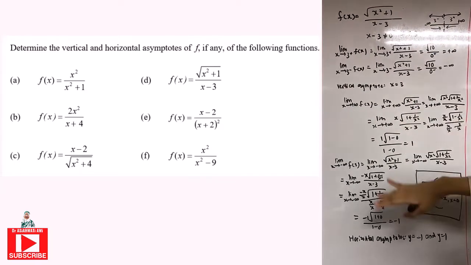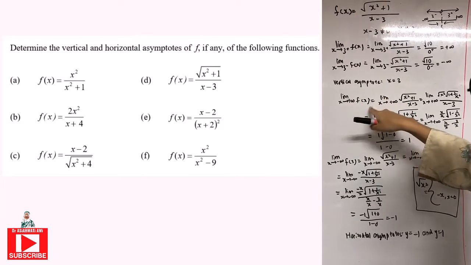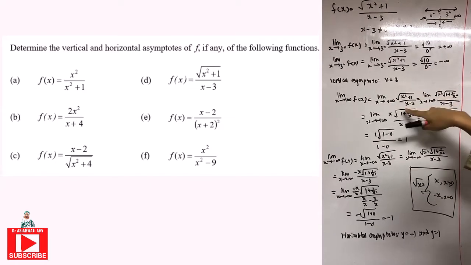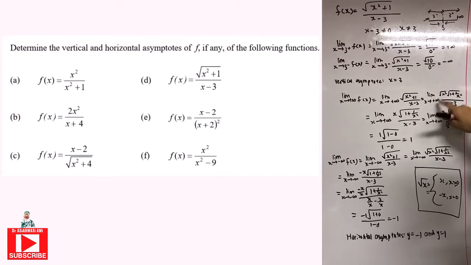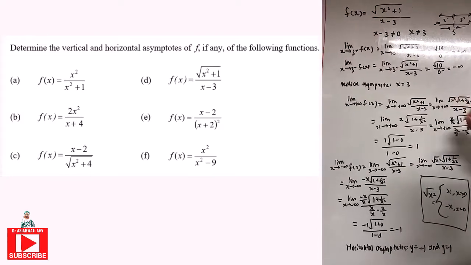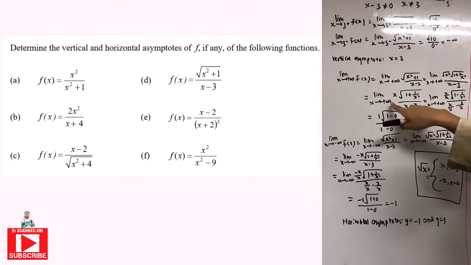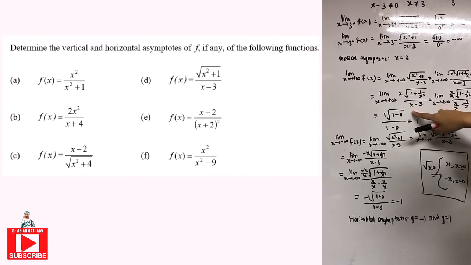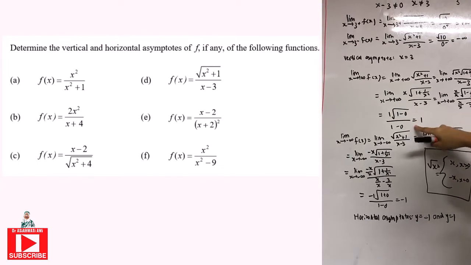Now we want to find the horizontal asymptote, which we can find using the limit as x approaches positive infinity of f(x). If we directly substitute the value, it will become an indeterminate form. So we can factorize the square root of x squared. Because x is positive, it equals x. Then we divide by the highest degree of the denominator. So we get the square root of 1 minus 0 over 1 minus 0, which equals 1.